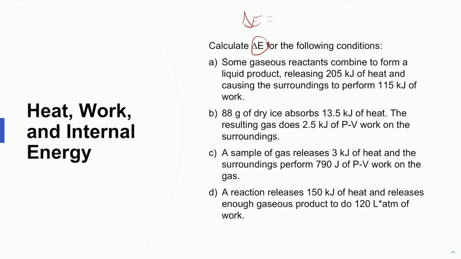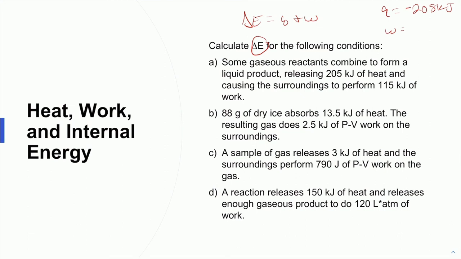Okay, remember delta E is equal to Q plus W. Now, I'm going to put Q and W here, and I'm going to put the values of each one that we find here. So A says some gaseous reactants combine to form a liquid product, releasing 205 kilojoules of heat and causing the surroundings to perform 115 kilojoules of work. Okay, so first let's do Q, releasing 205 kilojoules of heat. Okay, that not only is Q 205 kilojoules, it is negative 205 kilojoules, right? We lost that energy, so that's where the signs come in really helpful.